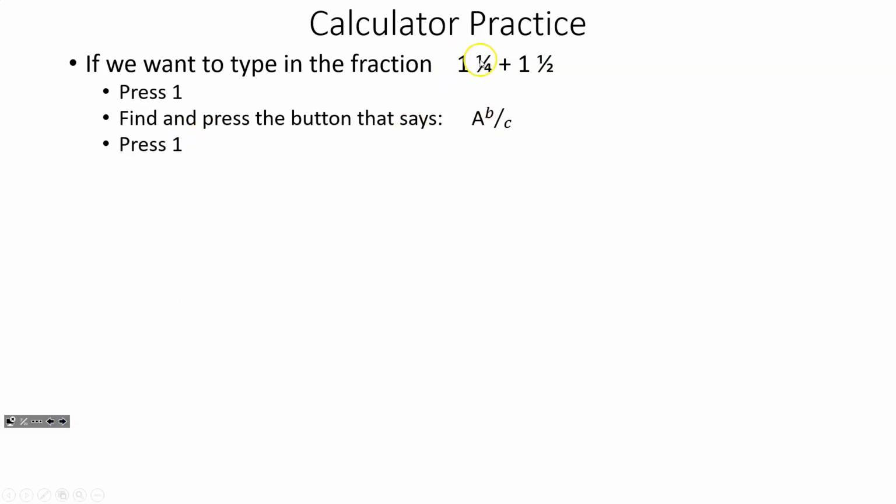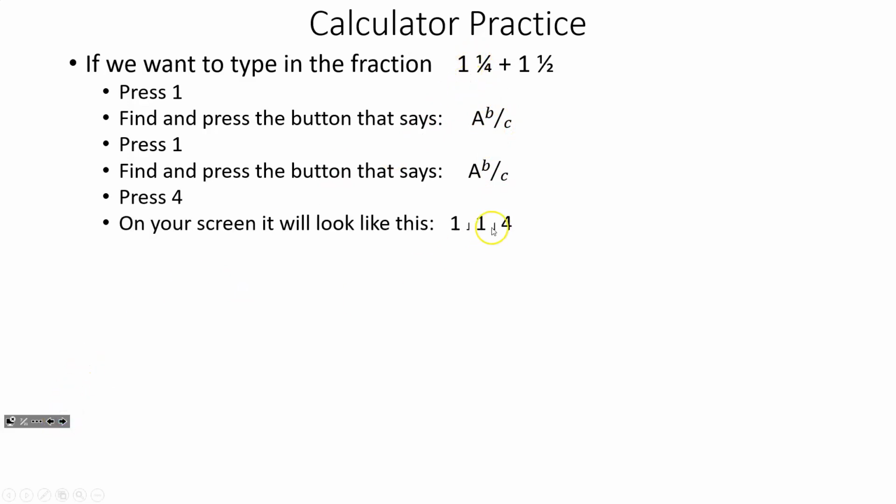If we're going to do mixed numbers such as 1 1/4 plus 1 1/2, it's similar. So you press 1, that's going to be the whole number right here. You're going to press the ABC button. You're going to press 1 again, because that's the numerator, the ABC button, and 4. So notice you have to press the ABC button twice if you want to do a mixed number. It's going to look like this.